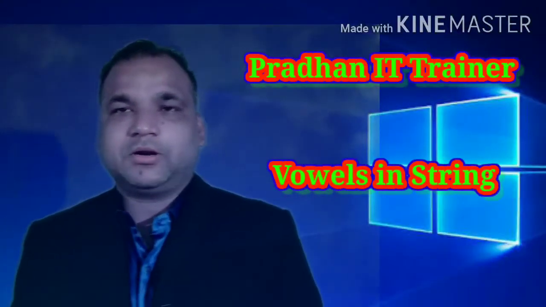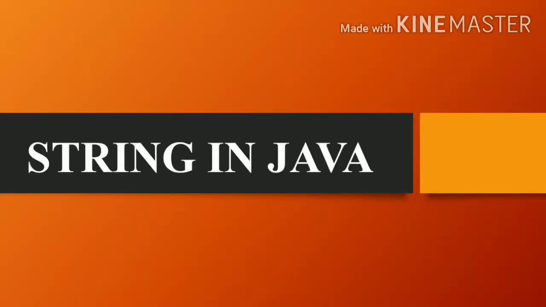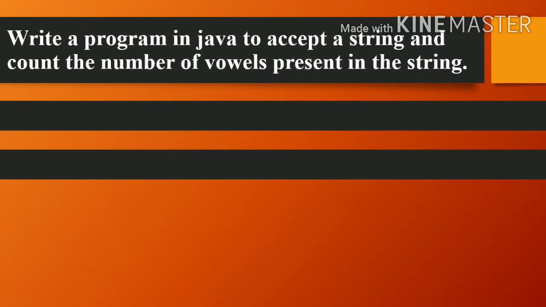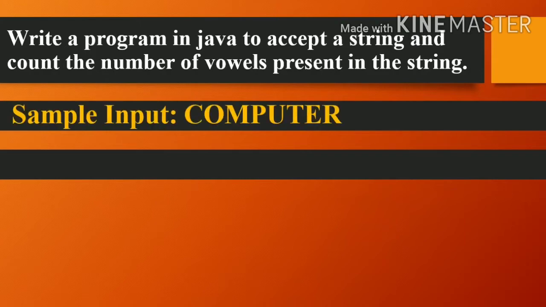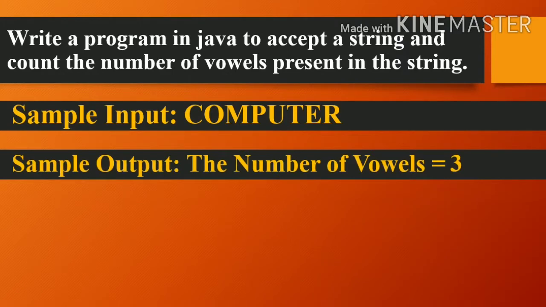Today in this video we are going to discuss a new topic, string in Java. Our task is to write a program in Java to accept a string and count the number of vowels present in the string. For that we have a sample input, a word like computer. In this word we have to find the output, the number of vowels present in the string. Right now here we have 3 vowels: O, U and E.